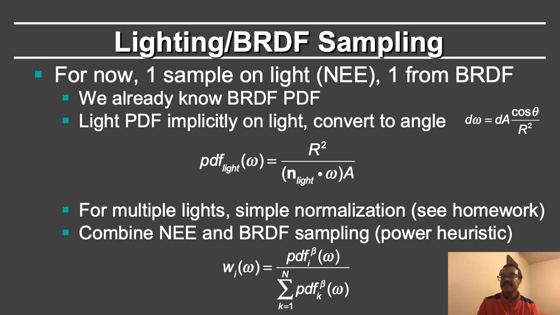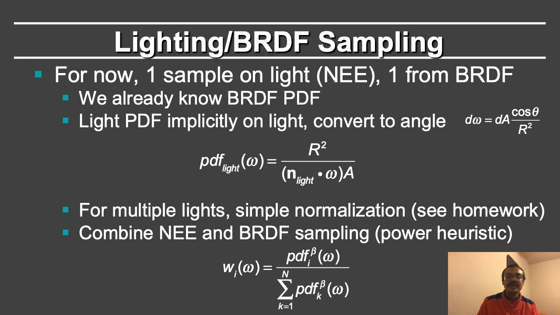Let's talk about lighting and BRDF sampling. For now, you have one sample on the light from next event estimation and one from the BRDF. We already know the probability distribution function from the BRDF. We've just talked about that in the previous segment. We also sampled according to the light, but in fact, these were not in the same space. The light probability distribution function was over the area of the light. So we can't directly combine that with the BRDF function.